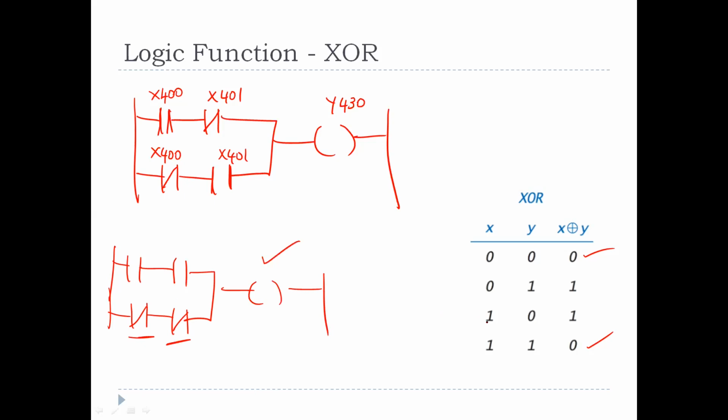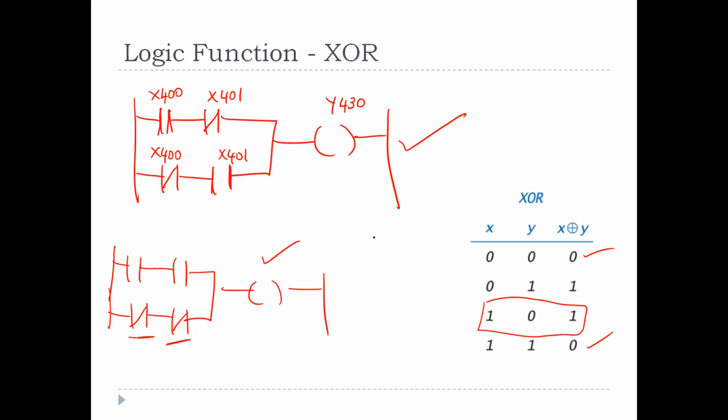And it's vice versa for 1 0. In the first rung all the contacts will be closed. In the second rung both the contacts will be opened. But still in the first rung, since all the contacts are closed, I'll get an output. Whereas for 1 1, it will be the exact opposite of this diagram. In the first rung, X400 will be closed, X401 will be opened. In the second rung, X400 will be opened and X401 will be closed. So again, both the rungs will have a normally open contact and hence I will not get any output.